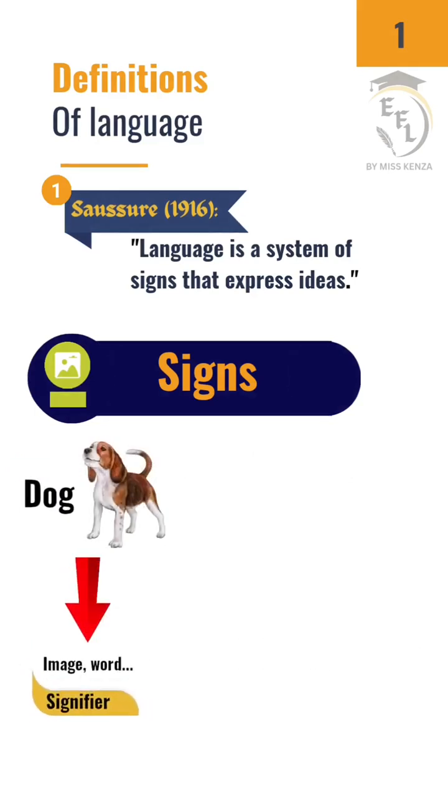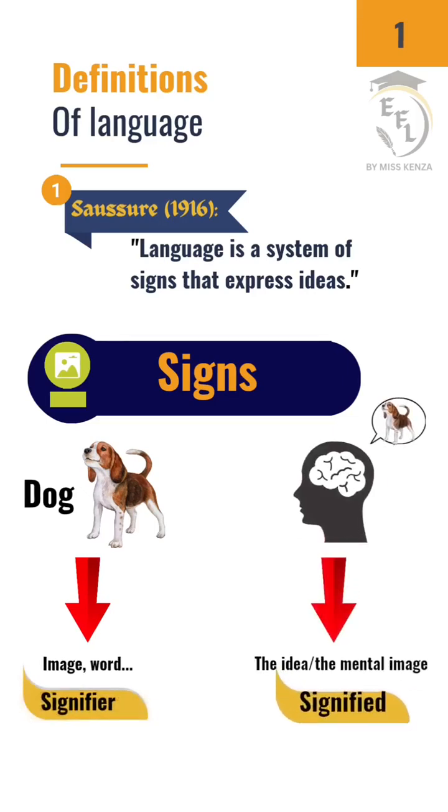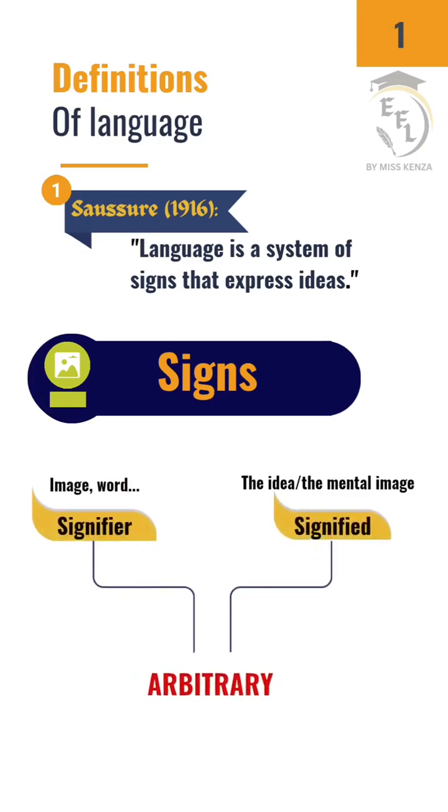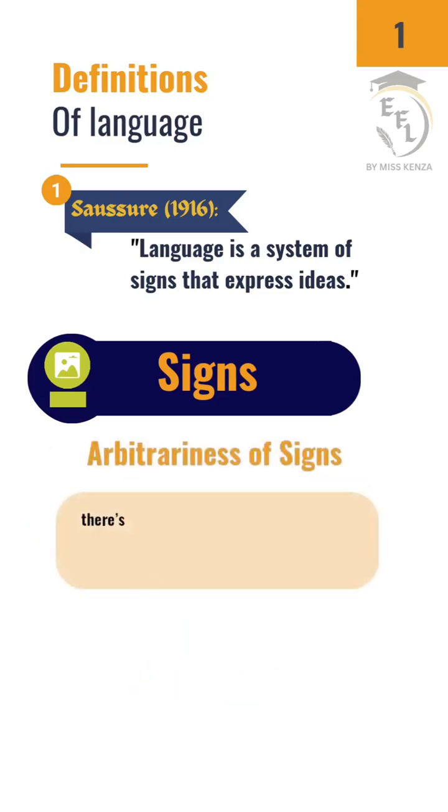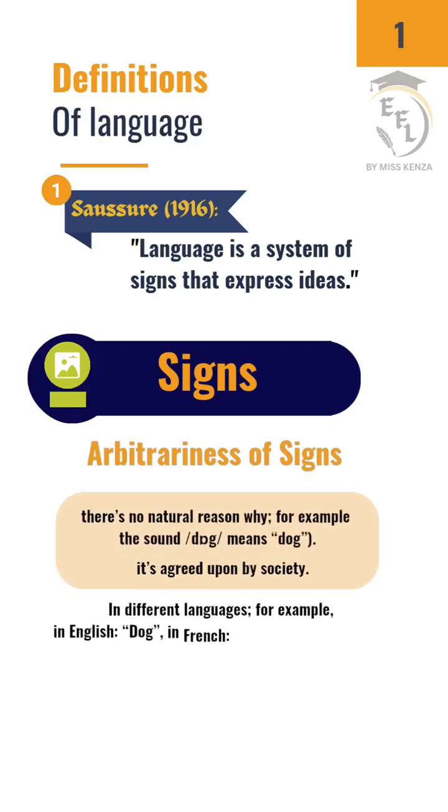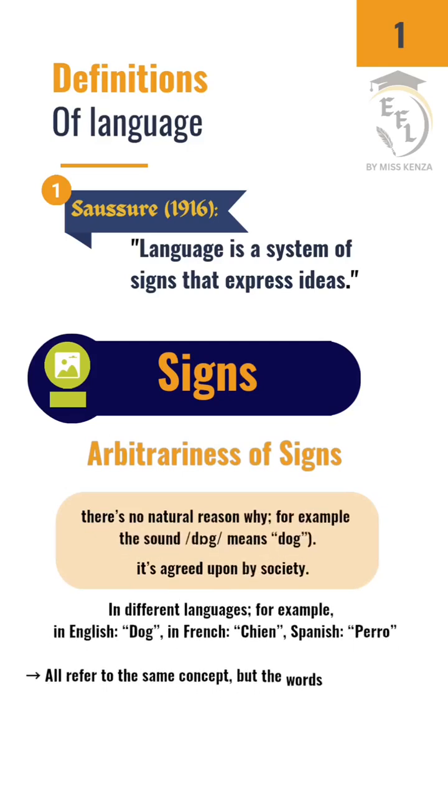Look at this example. We have the image of a dog and we have the word dog. These are the signifier. On the other hand, we have our idea or the mental image about the dog. This is the signified. The relationship between the signifier and the signified, as de Saussure claimed, is arbitrary. The arbitrariness of signs means that there's no natural reason why, for example, the sound dog means dog. It is agreed upon by society.